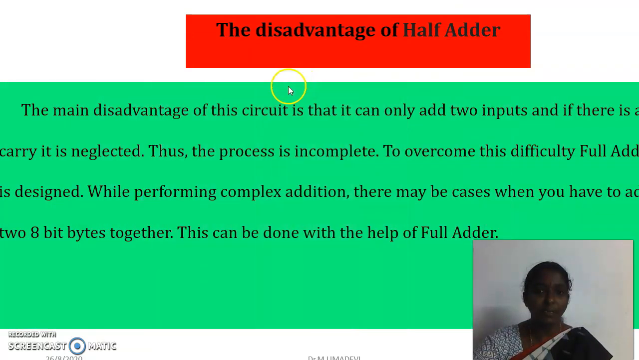The main disadvantage of the half adder is that it can add only two inputs. If there is a carry, it is neglected. That means the process is incomplete. To overcome this difficulty, we have to move to full adder. Full adder performs complex addition, and also we can add two 8-bit numbers together.